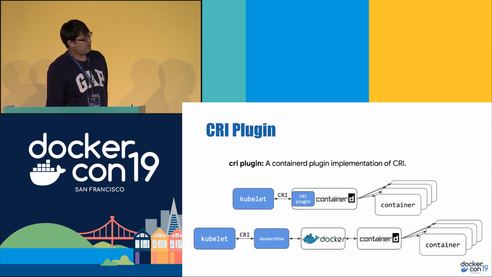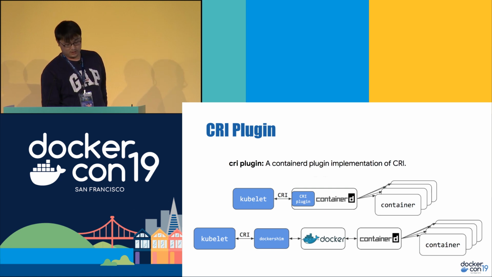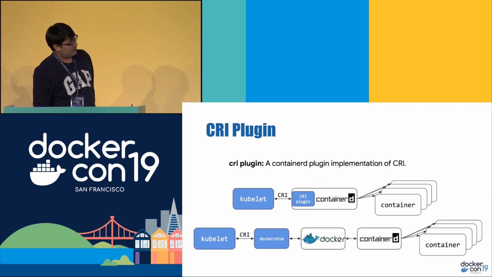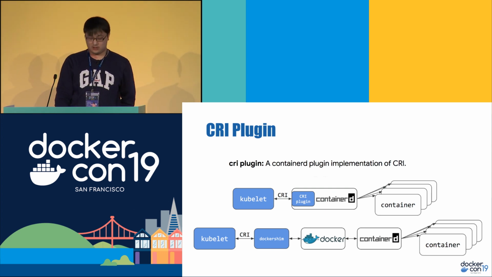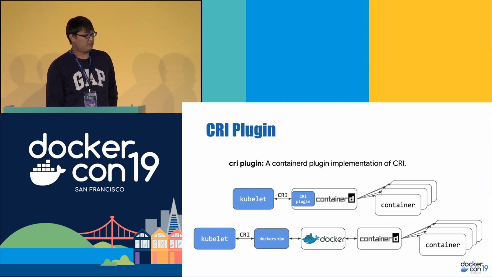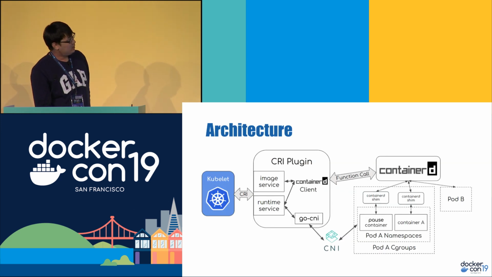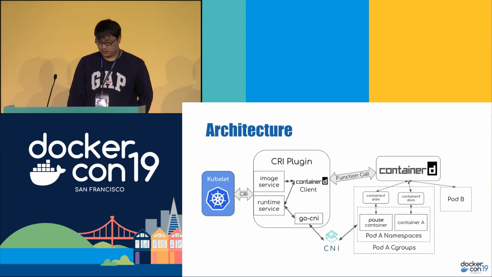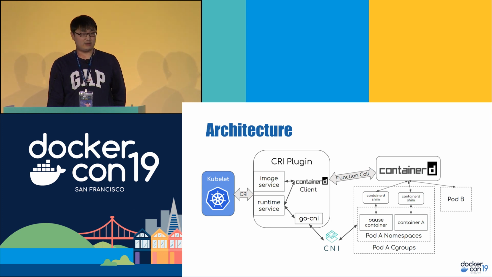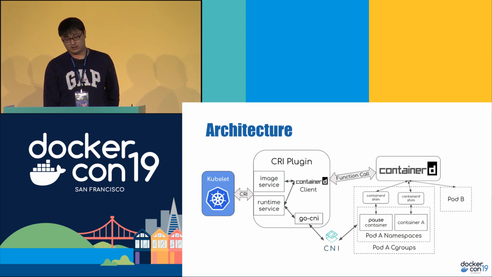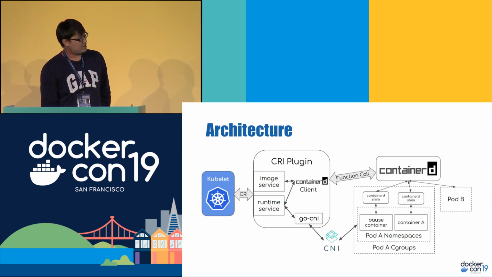If we compare the Containerd integration with the previous Docker integration, we can easily see that the stack is simplified a lot, which usually means better performance and also stability. And here is the architecture of the CRI plugin. Basically, it handles the CRI requests from Kubernetes and uses the Containerd client to manage containers and images, and also uses CNI to set up the network for pods. That's just the high level description, and a lot of details are not mentioned just for simplicity.